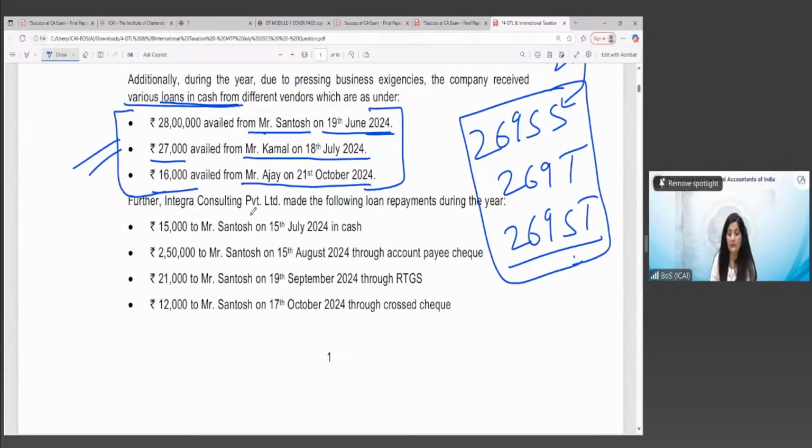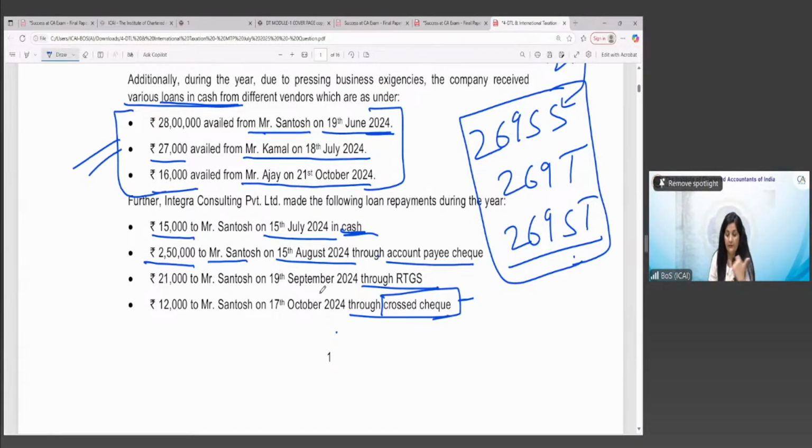Now, Integra Consulting Private Limited made the following loan repayments. Now, what have they done? They have made repayments also. How much have they repaid now? From Santosh only. They have repaid to Santosh 15,000 on 15th July. Remember those dates. Then 2,50,000 to Mr. Santosh on 15th August. Same person, they are making the repayments. One through cash, another through account payee cheque, then RTGS, then crossed cheque. Crossed cheque. Remember this crossed cheque.